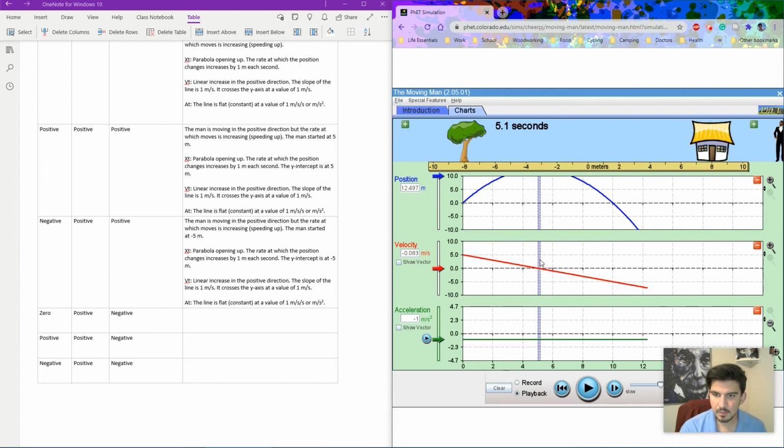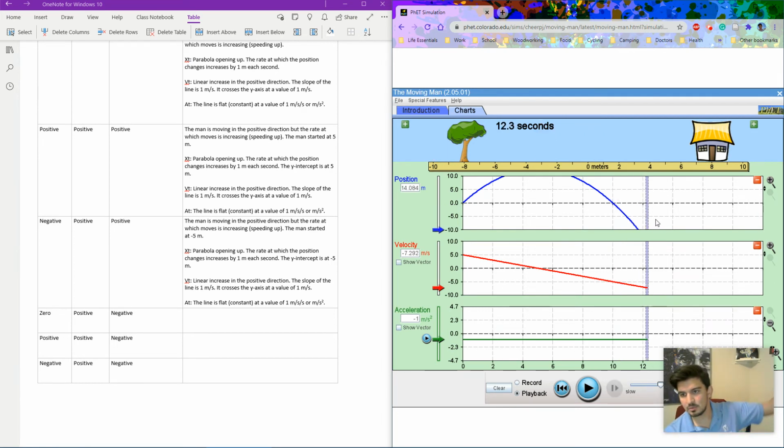The last thing I want to highlight: whenever something crosses the x-axis, it's interesting. On our position time graph, it crosses the x-axis at the beginning. That's where he started. But we also see he crosses the x-axis again later, which is when he gets back to 0. And then from there, he's just going to continue on in the negative direction for infinity. He's become a very negative man. All this time, our acceleration was always -1.